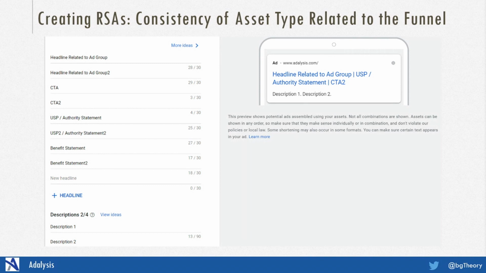So often we think about, we want 2 or 3 lines related to the ad group, 2 or 3 calls to action, 2 or 3 USPs, authority, benefit statements, and be consistent in that usage. So the machine has the assets correctly to work with to render better RSAs to users.